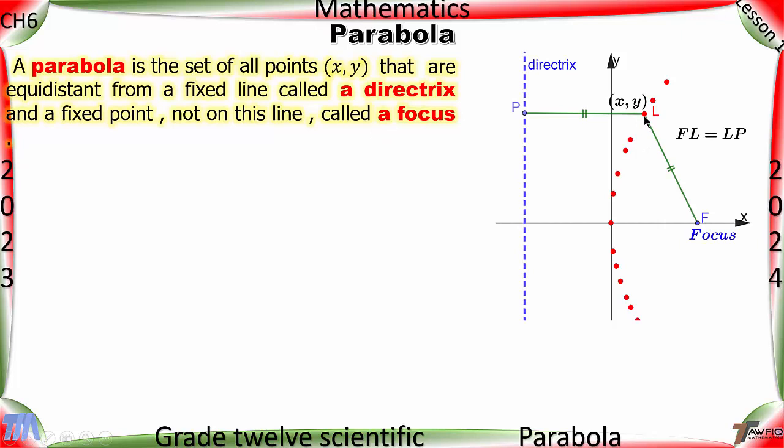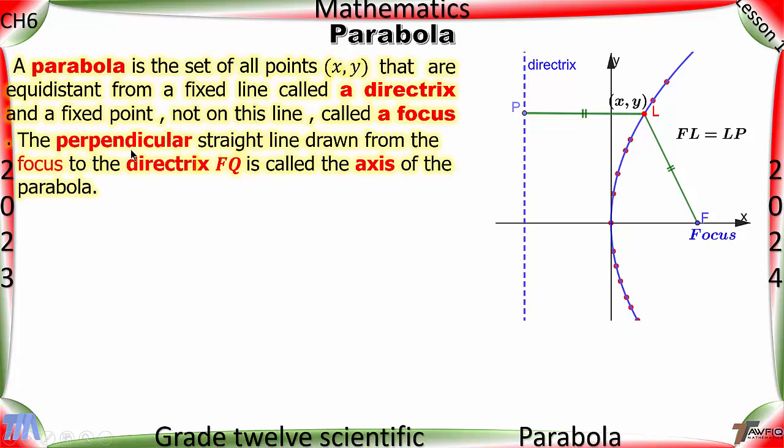That means the distance from any point to the directrix is equal to the distance to the focus. That means these two distances are equal, and we will get a parabola. The perpendicular straight line drawn from the focus to the directrix, FQ, is called the axis of the parabola.